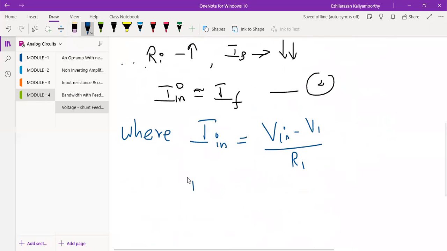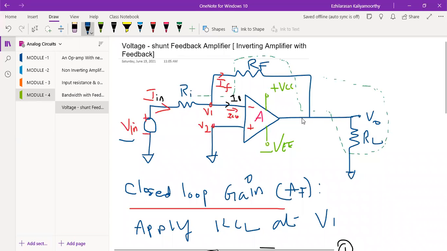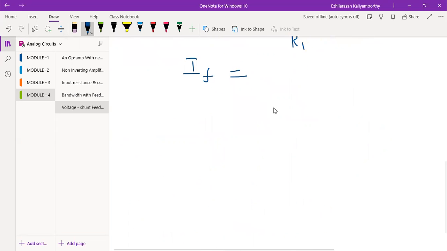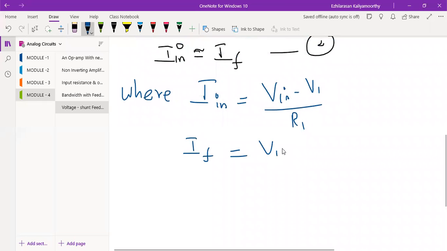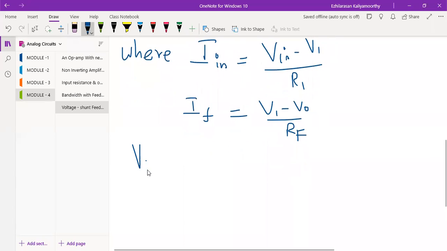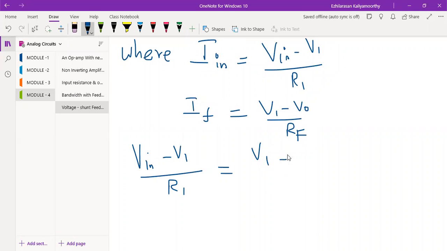Now, what is IF? This is V1 minus the voltage at this node, which is nothing but V0, divided by RF. So I write IF is equal to V1 minus V0 by RF. Now equate these two, because In is equal to IF. So Vin minus V1 divided by R1 is equal to V1 minus V0 divided by RF.